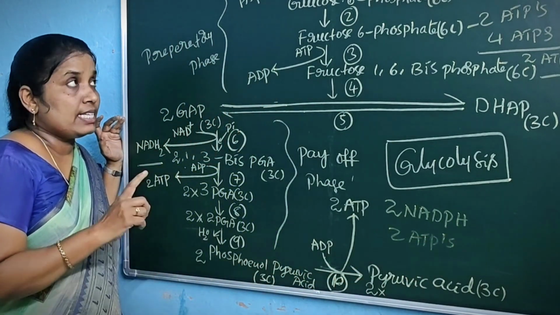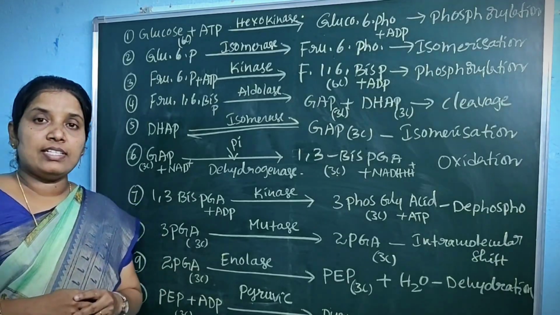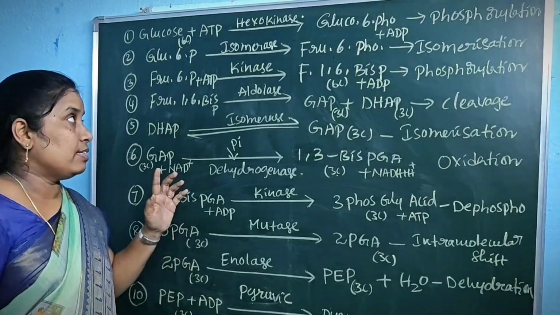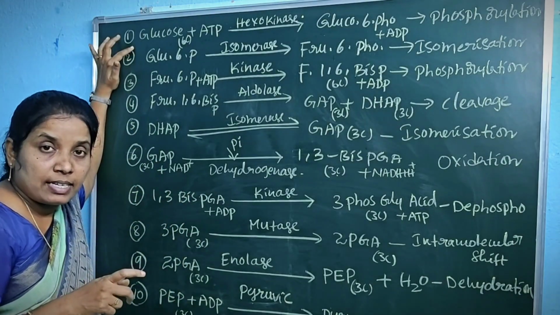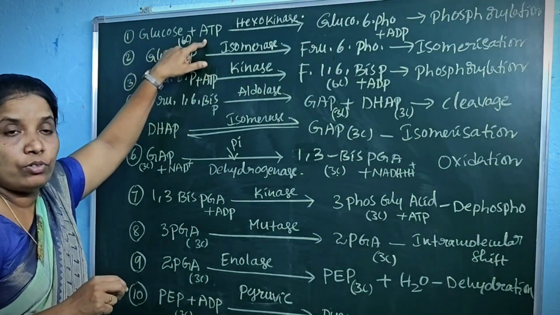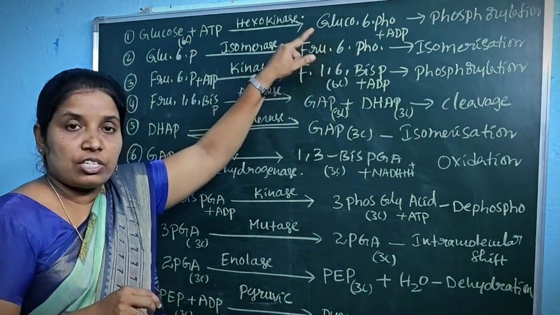Okay. So let's see each step in detail. Okay students, let's see the steps involved in glycolysis. Let's see the 10 steps. So, in the first step, glucose undergoes phosphorylation. In this step, 1 ATP is utilized. Then, glucose converts into glucose 6-phosphate.